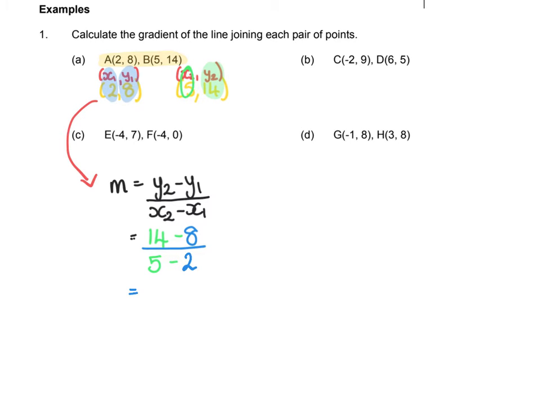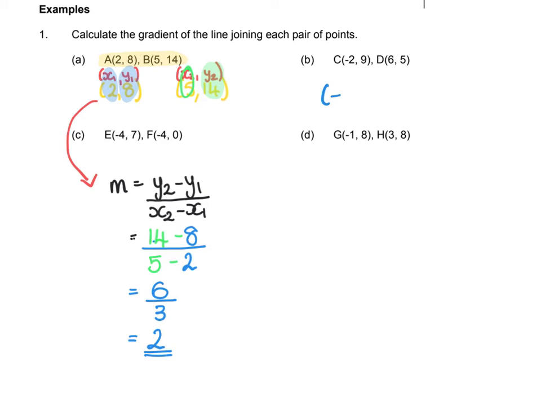So we need to tidy up the top of our fraction. 14 take away 8 on the top gives us 6. And on the bottom, 5 take away 2 gives us 3. 6 divided by 3, that gives us 2. Okay, next one.